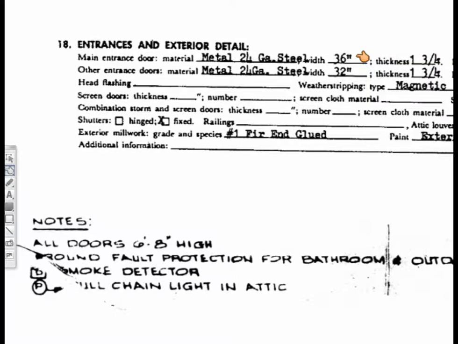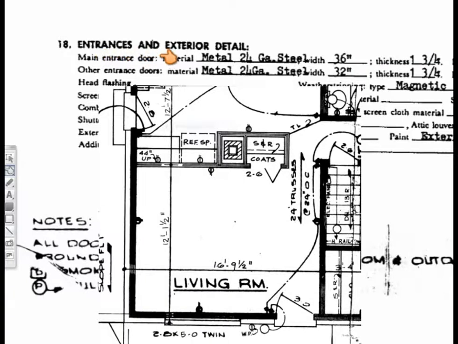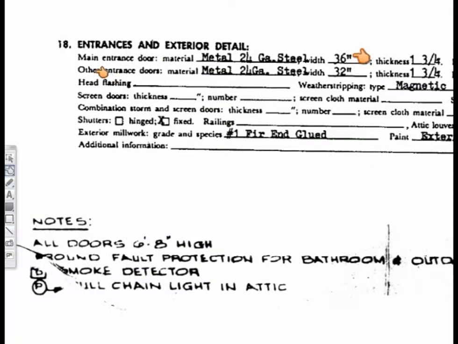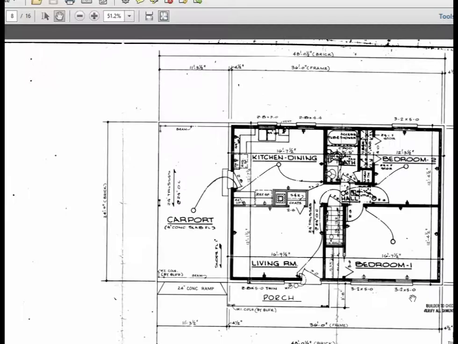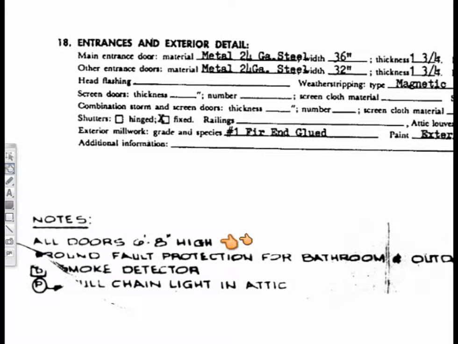On page 2 of the construction documents, you will see that the main entrance door has a width of 36 inches. The other entrance door to the model has a width of 32 inches. On page 8 of your construction documents, that will show you the floor plan view. At the bottom left corner of page 8 of the floor plan, you will see a note that says all doors are 6 feet 8 inches high.